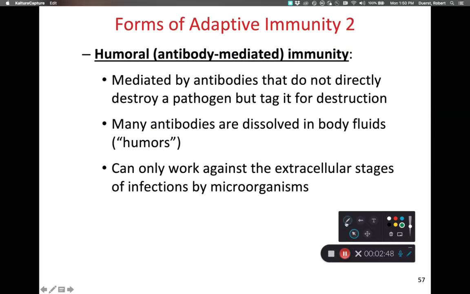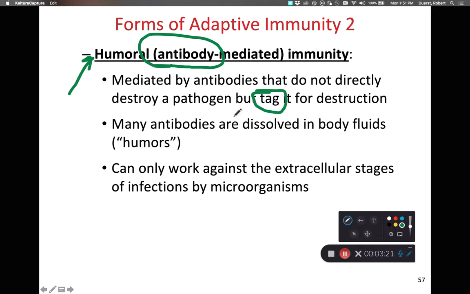When we think of humoral immunity, this is immunity that's typically going to be associated with the bloodstream and lots of antibodies. So humoral is an old word for blood. Most of our antibodies were initially isolated from our bloodstream. So humoral immunity depends on those antibodies. And antibodies don't directly destroy a pathogen, but instead they tag it for destruction. It's like having a giant blinking neon sign, come here, kill this, blinking above that bacterial cell.